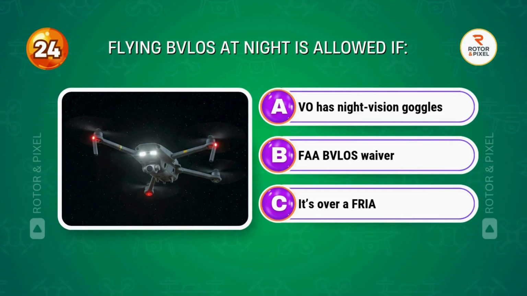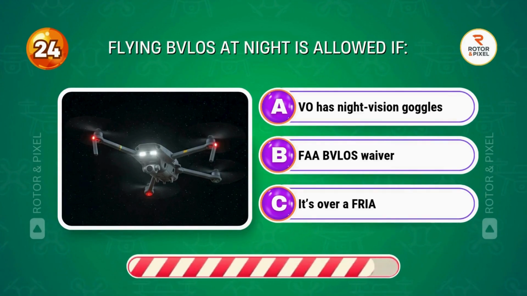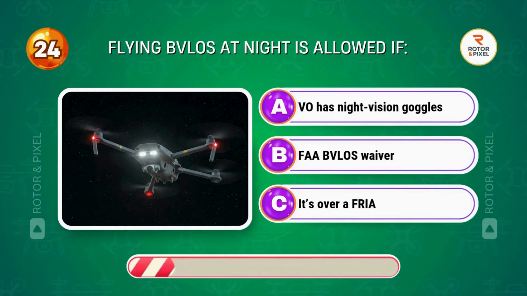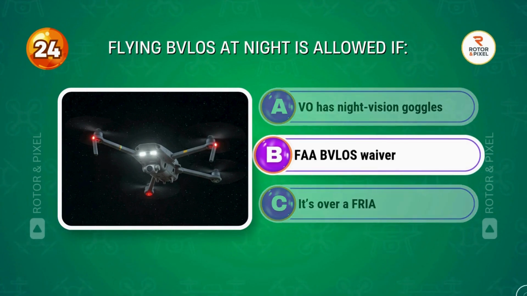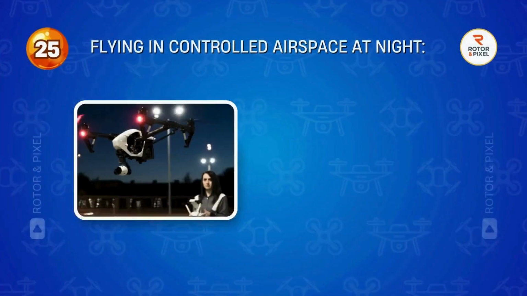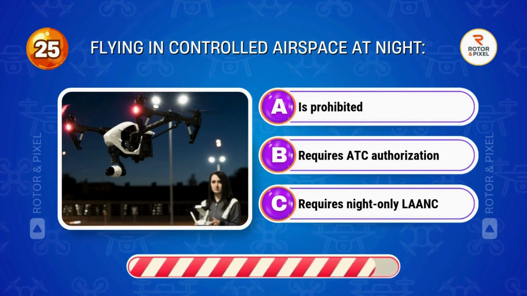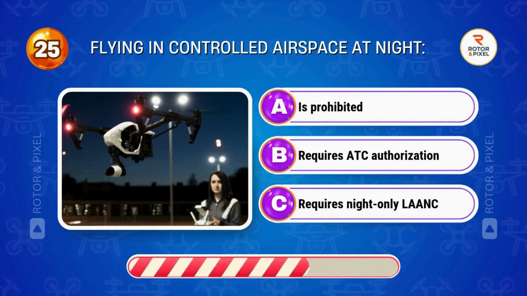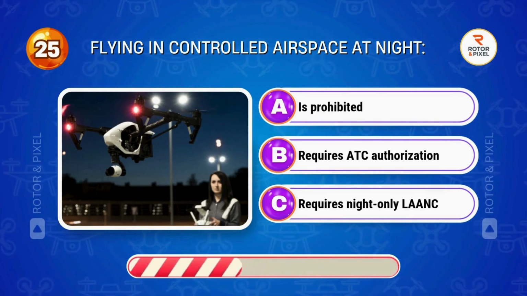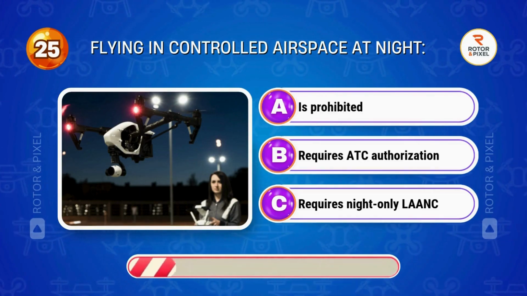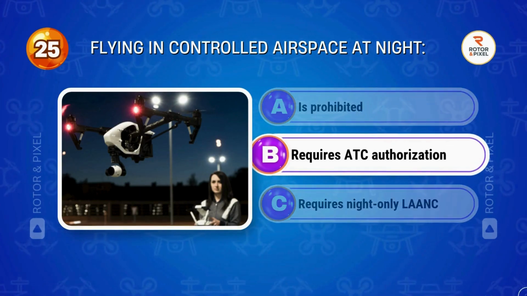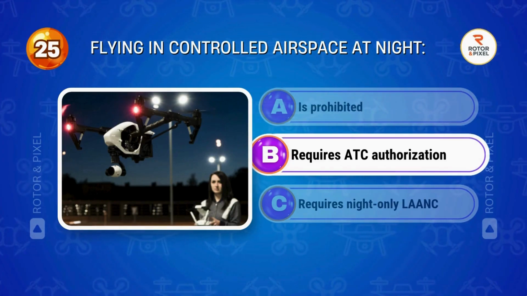Flying BVLOS at night is allowed if Answer B, FAA, a BVLOS waiver. Flying in controlled airspace at night Answer B, requires ATC authorization.